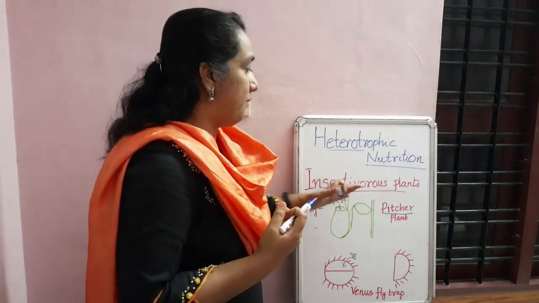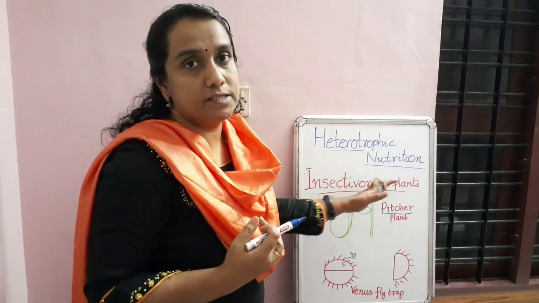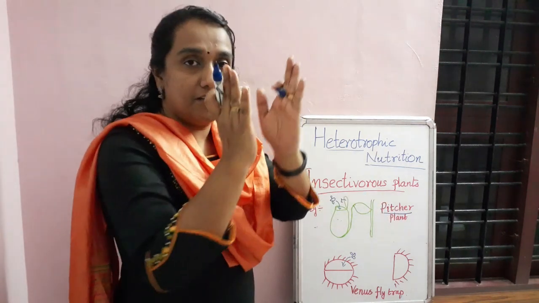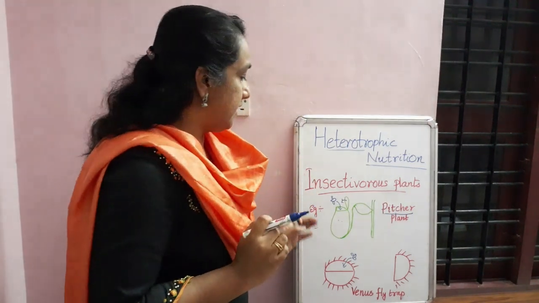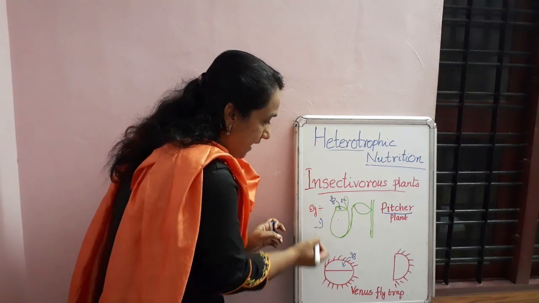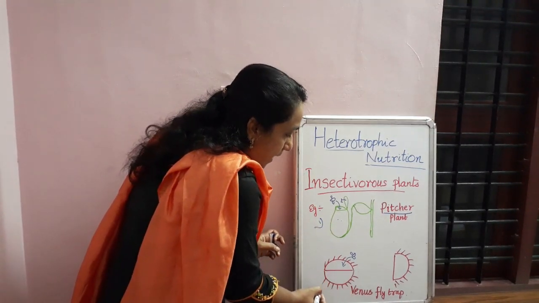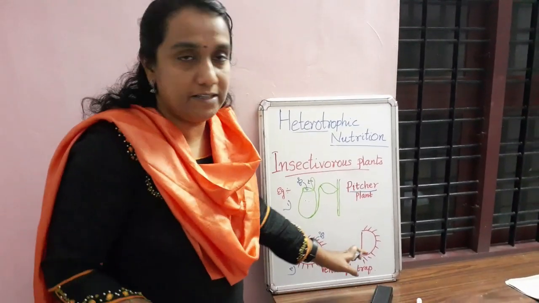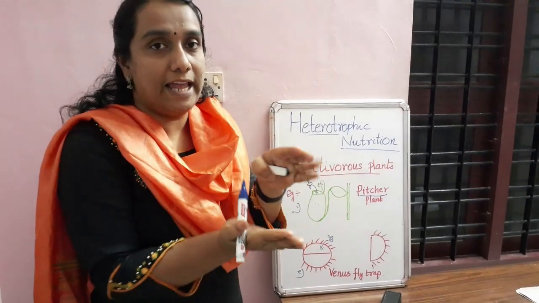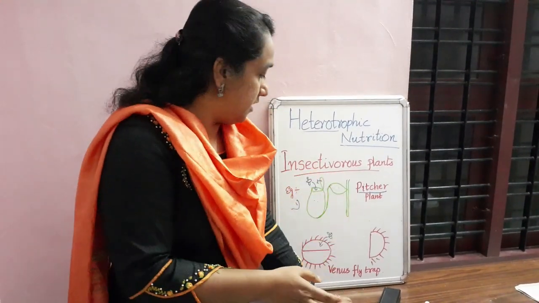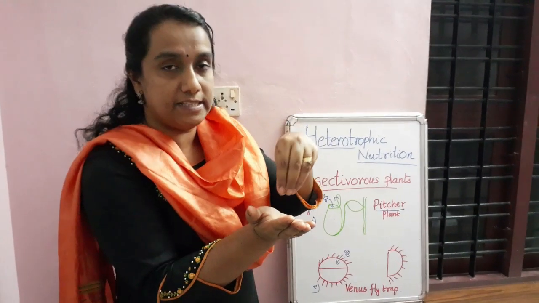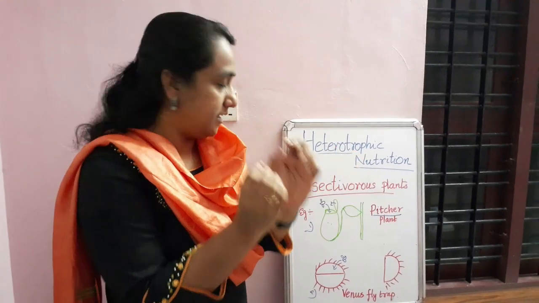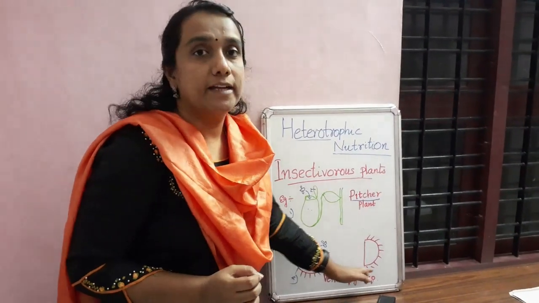So this type of plant is known as an insectivorous plant. This example is the pitcher plant, where pitcher means the jug shape. The next example is the Venus flytrap plant. It looks like this. When an insect comes inside, it will close, so the insect cannot go back. That is known as the Venus flytrap.